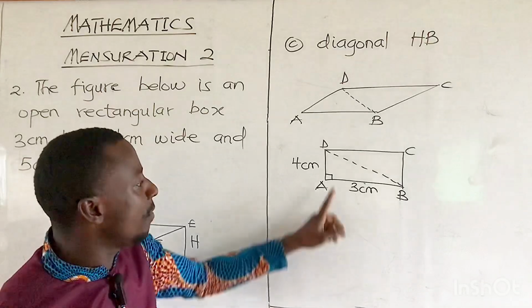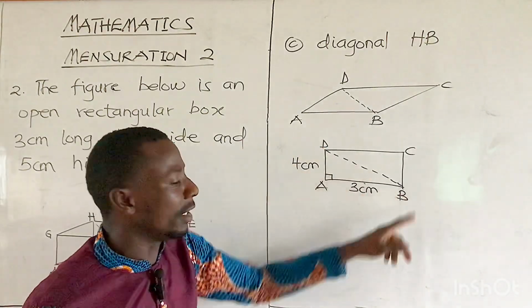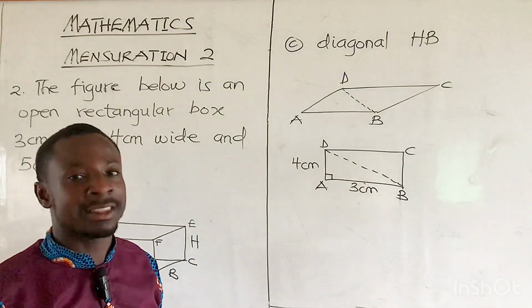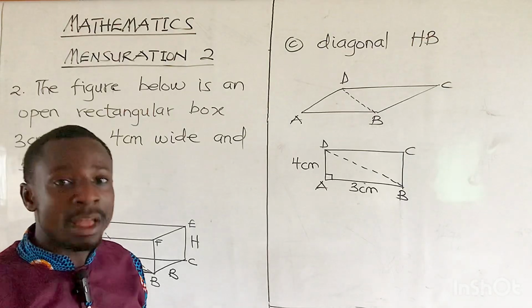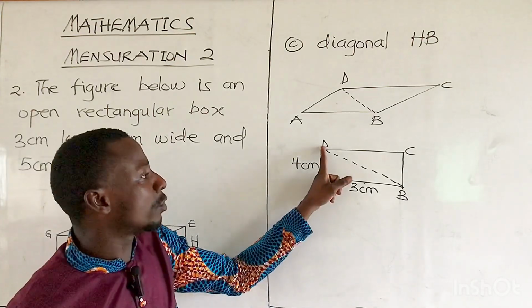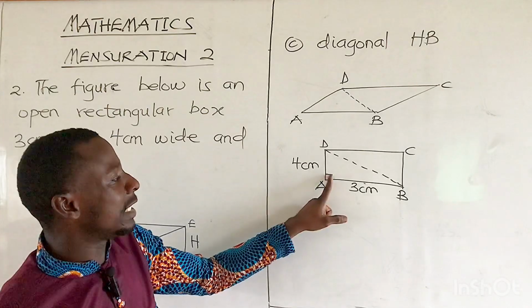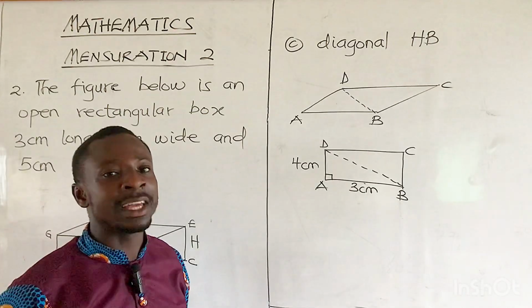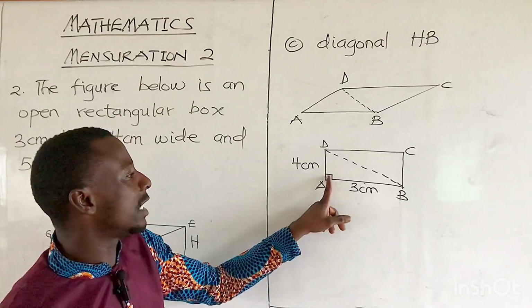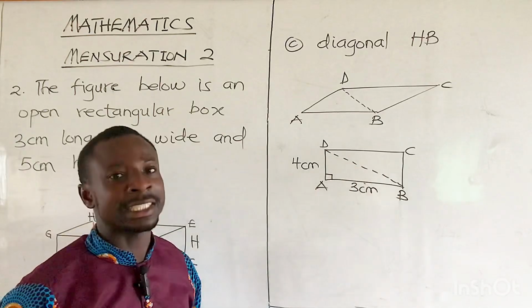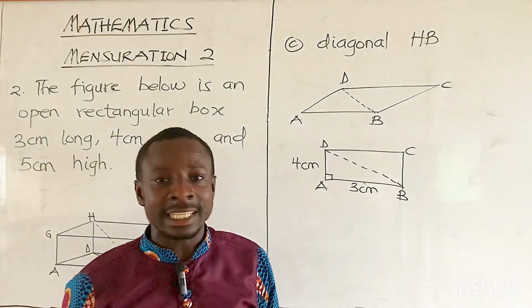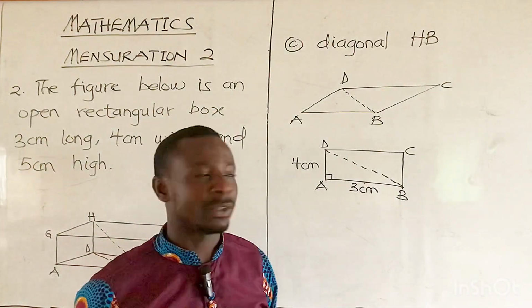So from here, if we want to find DB, then we have to use the Pythagoras theorem. With the Pythagoras theorem, we are going to square the hypotenuse. And viewers, where the 90 degrees faces is always the hypotenuse. So the 90 degrees is facing the short dashes. That is why that side is the hypotenuse.